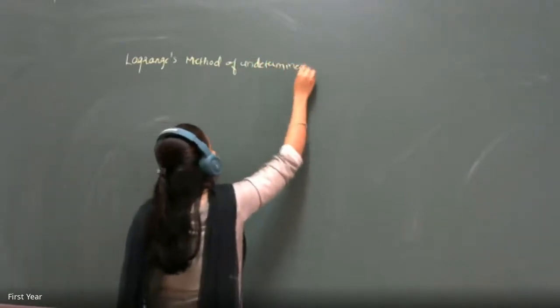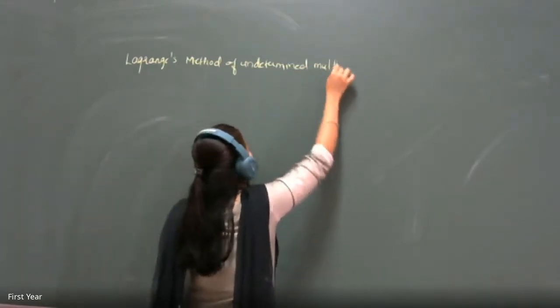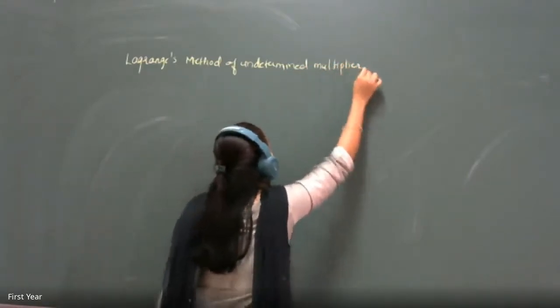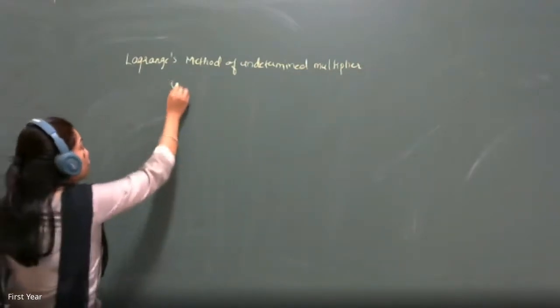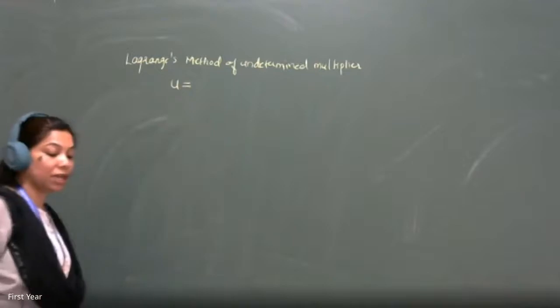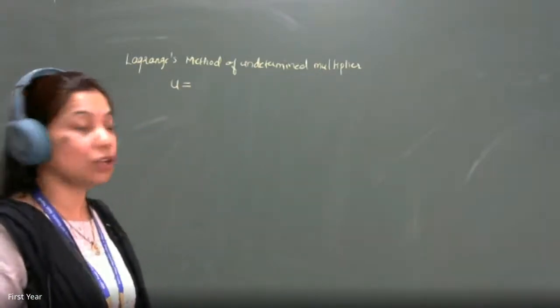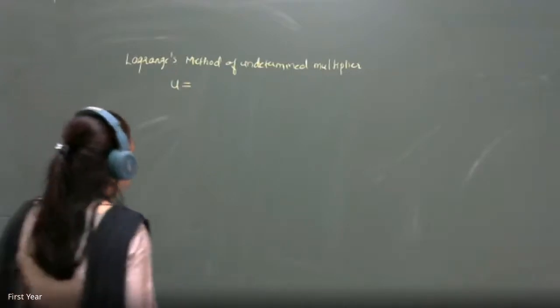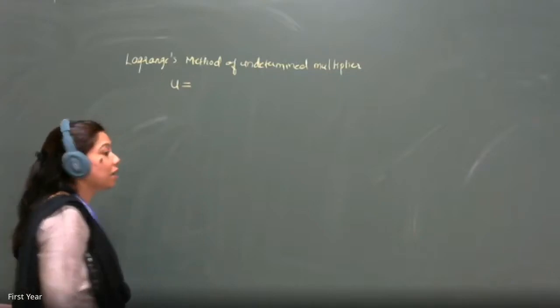The lambda which is there is called Lagrange's undetermined multiplier. First of all, you should identify the function which has to be optimized, maximized or minimized. This function, whose extreme values you have to find, is your u. Read the question and see whether you can analyze that.